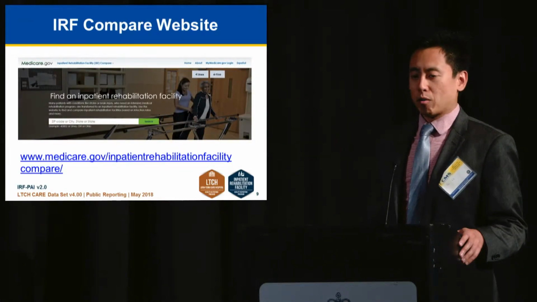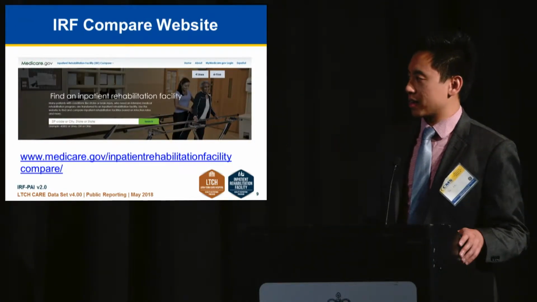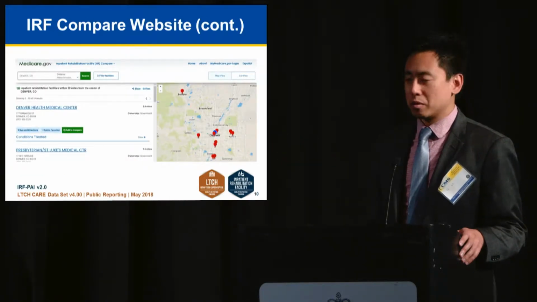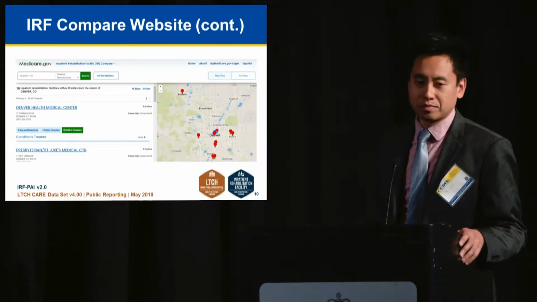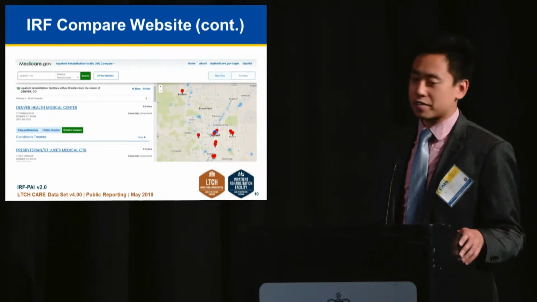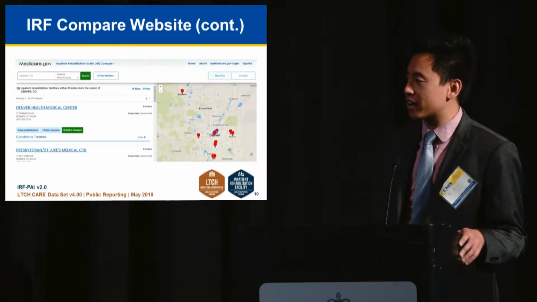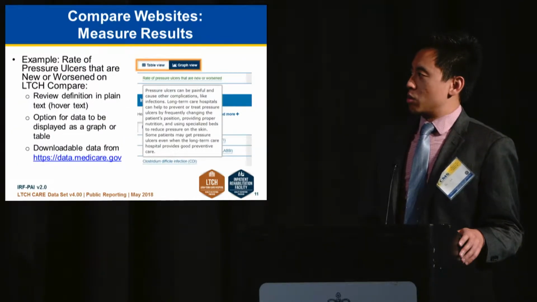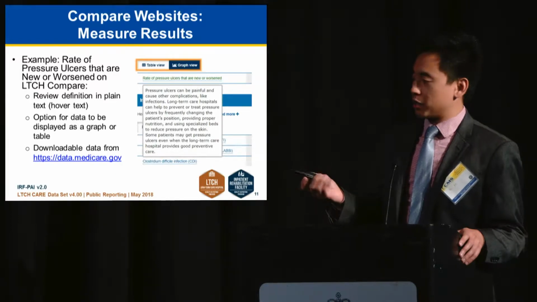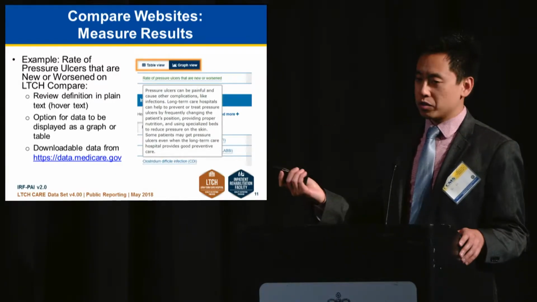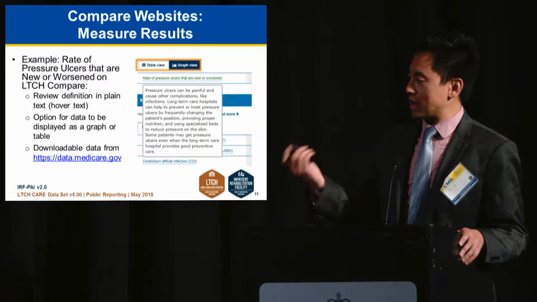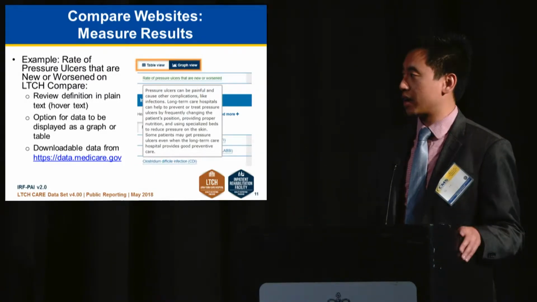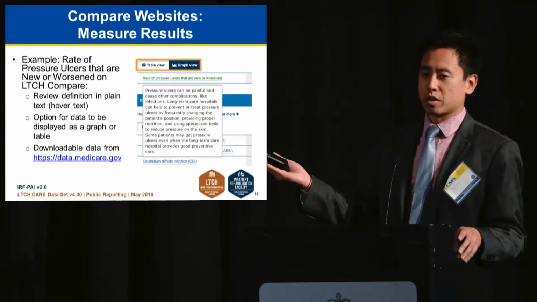And there's the IRF-Compare website, same thing. Here this example looks like Denver, Colorado, and it shows the nearest IRFs around the Denver area. Every time you click on a facility, or you add facilities, up to 3, you can compare. You'll see the measure results page.